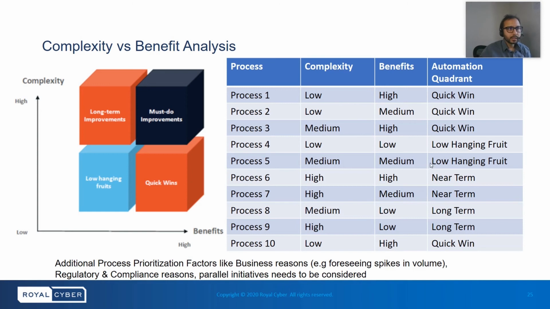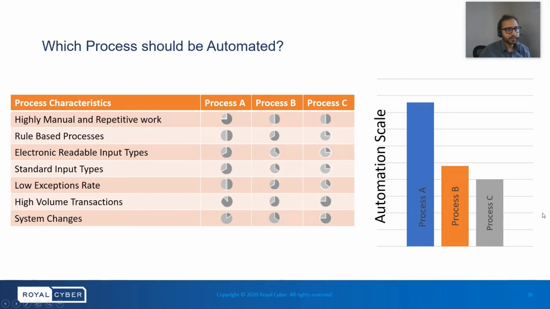And within the quick wins, we can further have this kind of an interpretation, like we have three processes, and against all these factors we can gauge them, that maybe it's 25% highly manual and repetitive, this process is 50%, this process is 50%. So we can mark it like this in percentage or by this representation and determine which process to go for first.